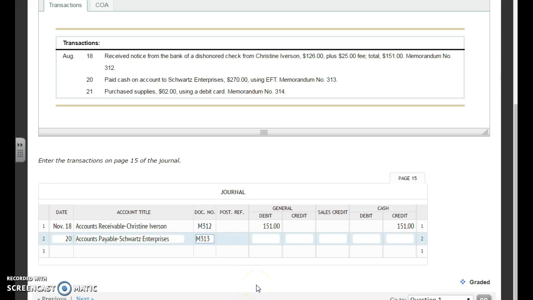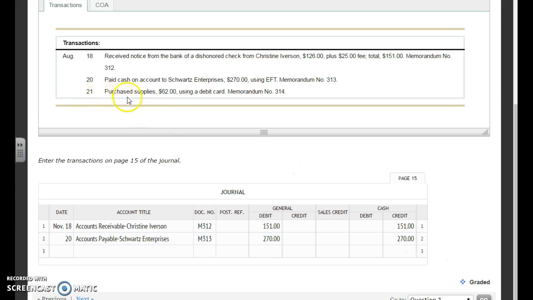So what I have happening here is I'm going to have a debit to accounts payable because to have that accounts payable decrease, I need to debit it. So I'm going to go ahead and debit that $270 and then I'm going to credit my cash $270 because it's taking from my cash.